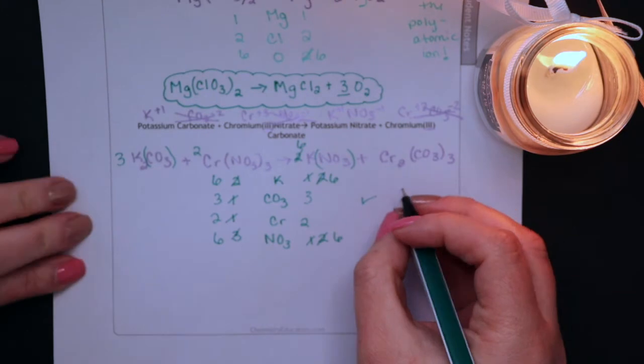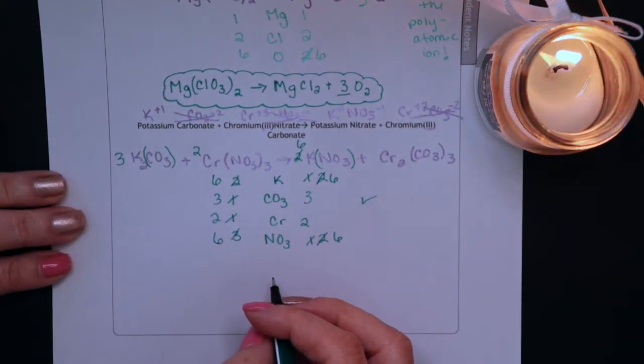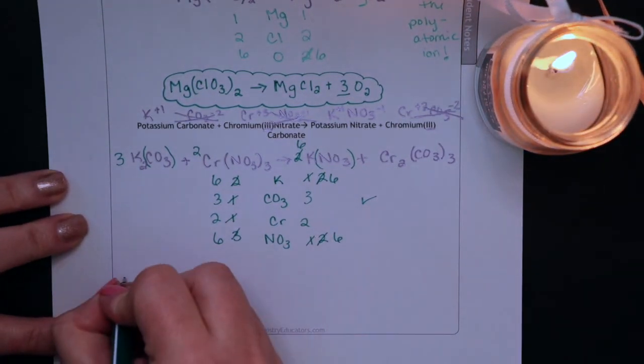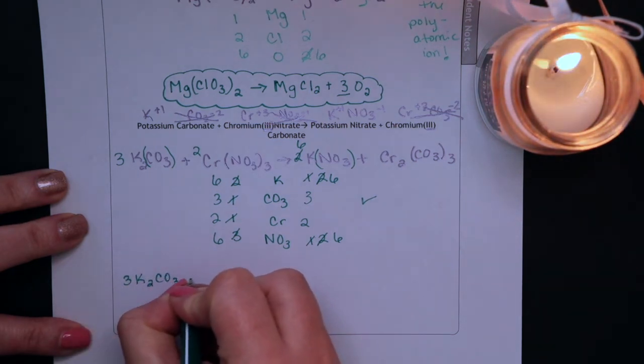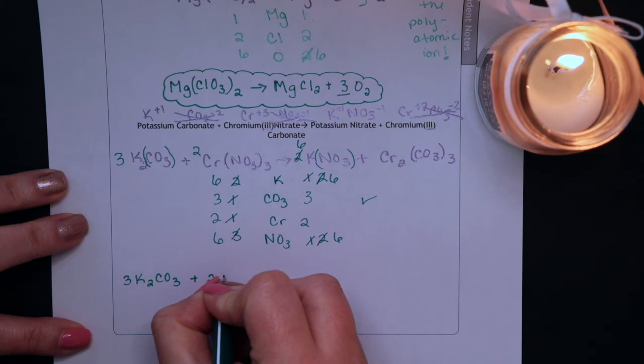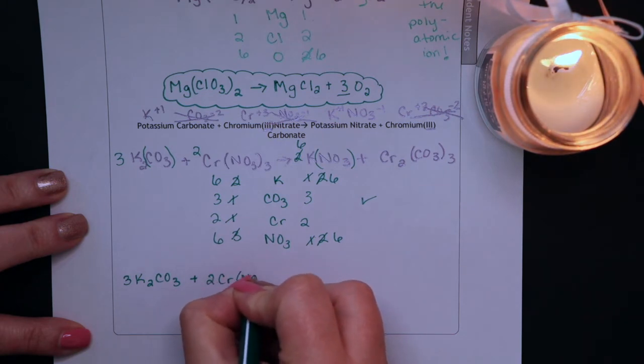However, our nitrates now have 6 on the right. So now we need to go change the nitrate. We have a 3 subscript behind the nitrate, so we have 3. And so we just need to add a 2 in front of that chromium nitrate.